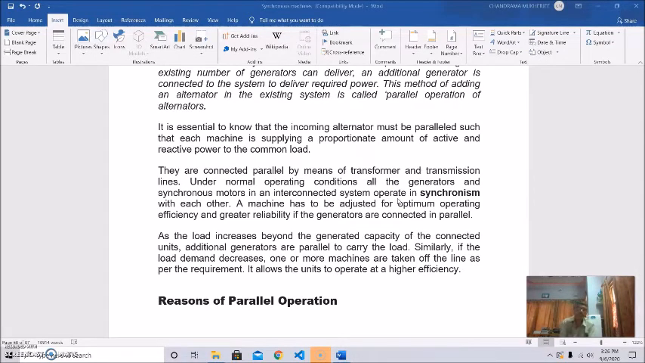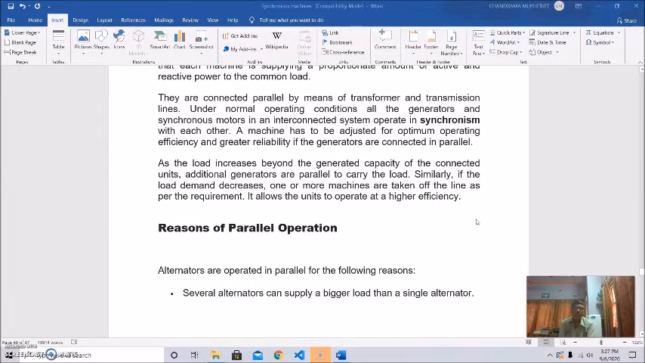Under normal operating conditions, all the generators and synchronous motors are in an interconnected system, operating in synchronism with each other. The machines have to be adjusted for optimum operating efficiency and greater reliability if the generators are connected in parallel. As the load increases beyond the generating capacity of the connected units, additional generators are paralleled to carry the load. Similarly, if the load demand decreases, one or more machines are taken off the line as per the requirement, and it allows the units to operate at a higher efficiency.